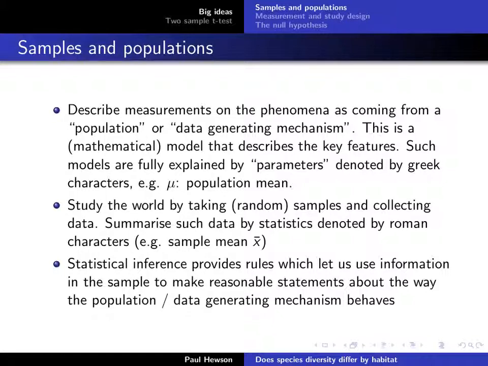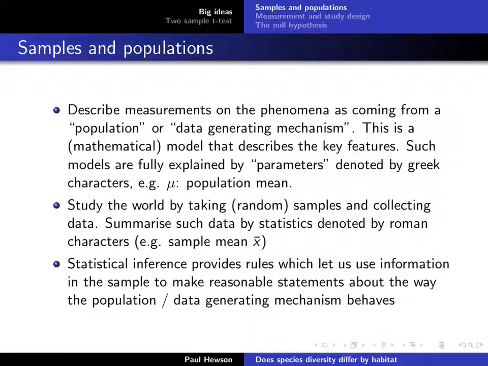So the first big idea is to talk about this population, which is just a piece of jargon to describe the way we understand that data are generated. We believe we can explain everything by some kind of mathematical model, and if we knew the parameters of that mathematical model, such as the population mean, we'd know everything there was to know about that phenomenon. That, of course, is a simplification, but hopefully we can design things so that it's an acceptable simplification.